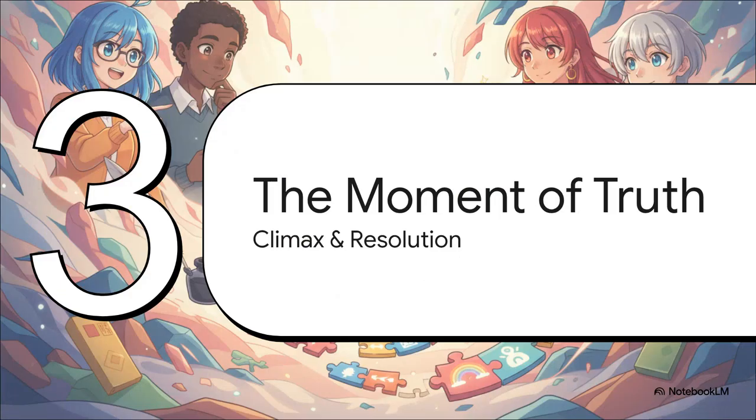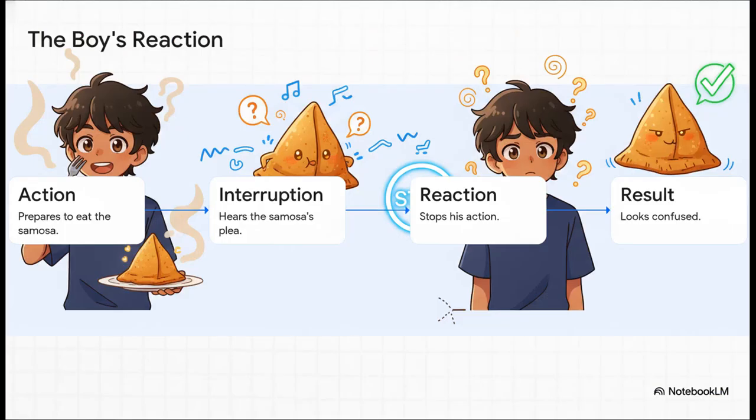Okay, so we've got our hero, we've got our conflict, and we've carefully built this playful mood. All of this leads up to the climax of the story, that moment where the boy has to make a choice. The story gives us a perfect little sequence of events. Let's walk through it. Step 1, the boy is about to eat. Step 2, the samosa's plea interrupts him. Step 3, he actually stops.